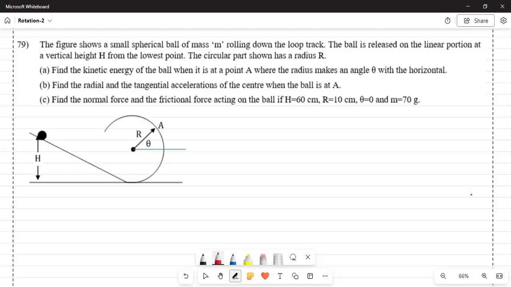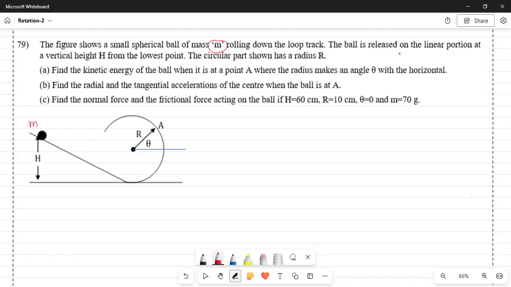Now, you guys, you come to problem 79 of your textbook. The figure is shown. From the figure itself it is clear that this is a circular or cylindrical path, and this is a linear path but inclined. And a small ball is at a height capital H. A small ball of mass m, so it has got mass m.